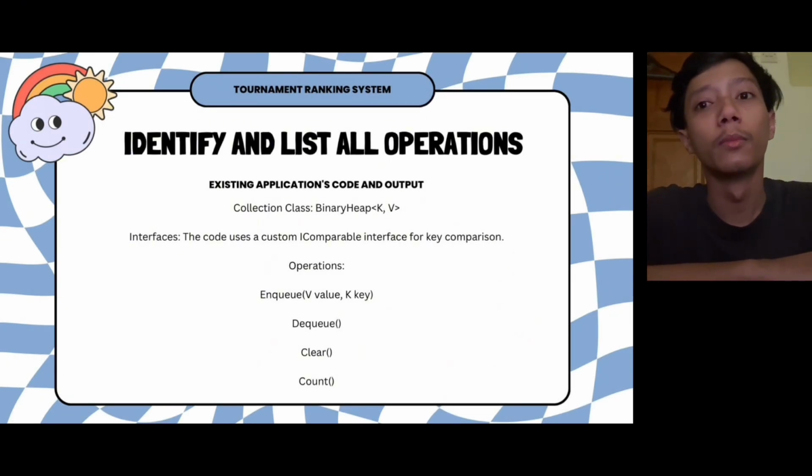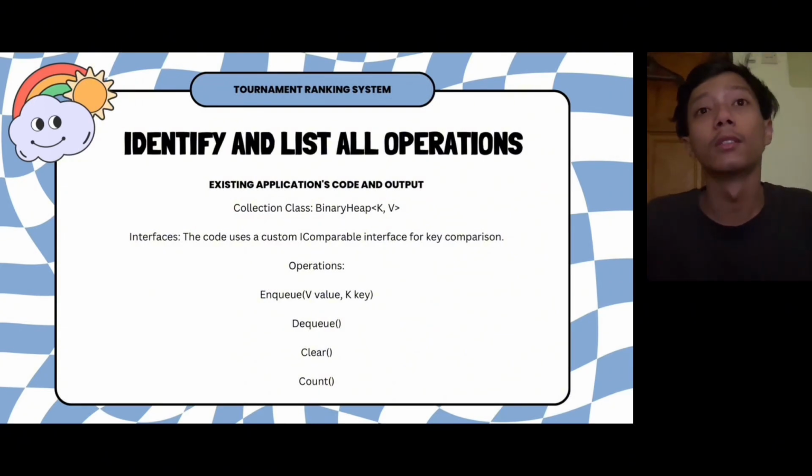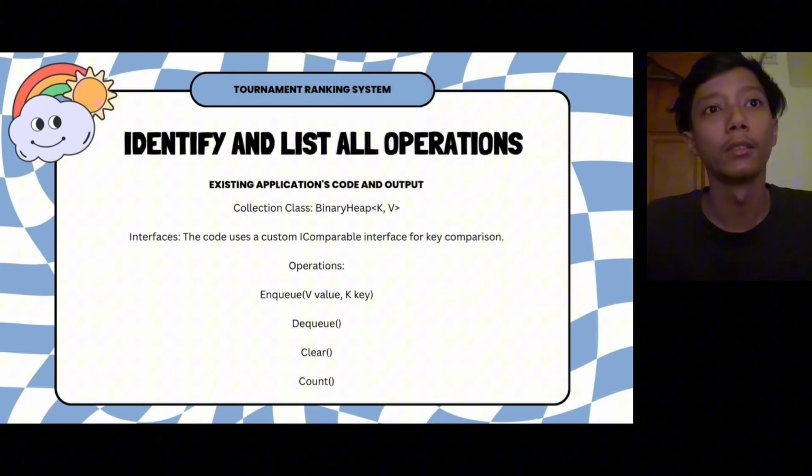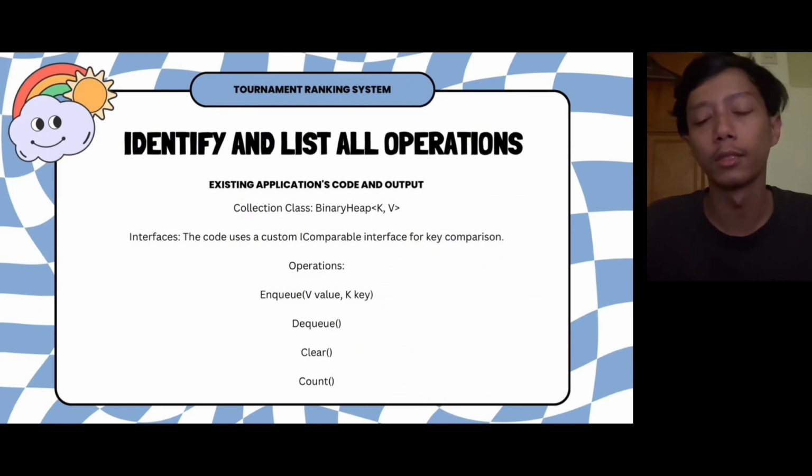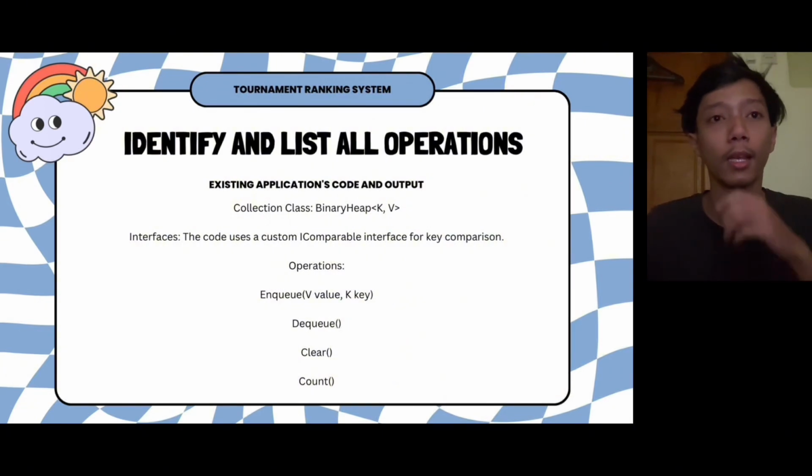So today I will present about the tournament ranking system, the key operations, and then the interface used and class in the coding. So the application is a tournament ranking system using the binary heap class, which functions as a priority queue. It uses an internal array to maintain its structure and relies on the System.IComparable interface for comparing keys to keep the heap property intact. So that's for class and interface.